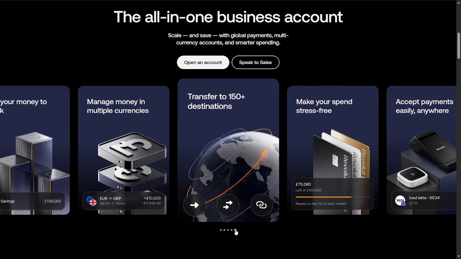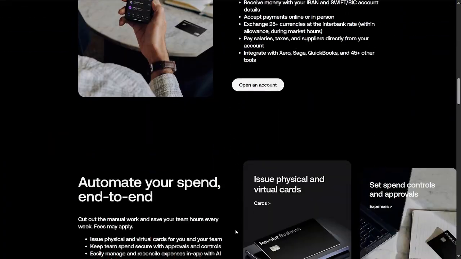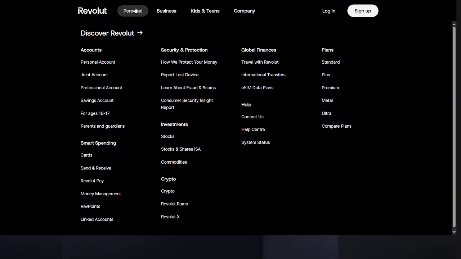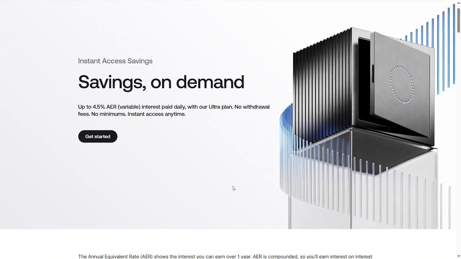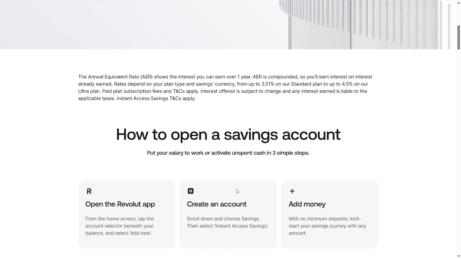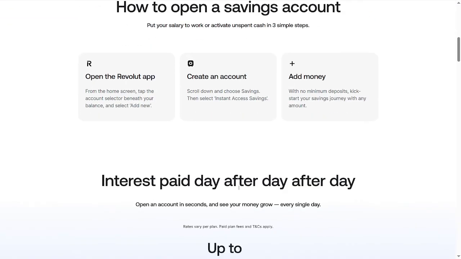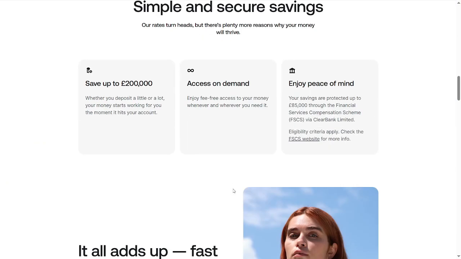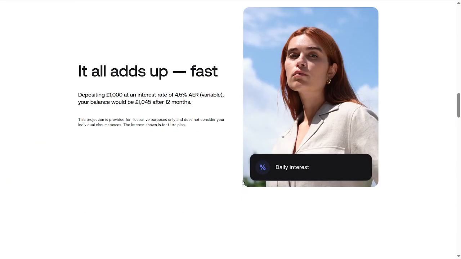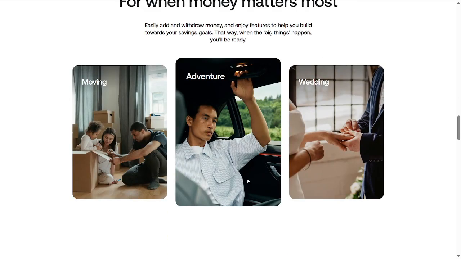The main difference between these two platforms is their focus. Wise is built first and foremost for moving money across borders cheaply and transparently. Revolut Business is built for managing your entire company's finances in one place, from spending and payroll to international transfers.